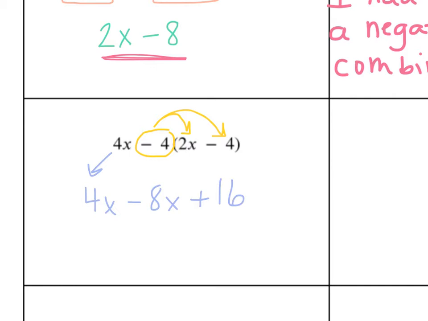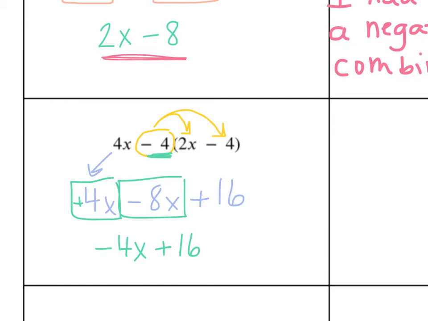Okay, so now we look to see if we can combine any like terms. Here's some like terms. And remember, the leading coefficient, you want to make sure you know what sign it is. In this case, it's a positive. 4 minus 8. 4 minus 8 is -4x plus 16 for the constant. Okay, so this one was more challenging because what we were distributing was kind of in the middle of the problem.